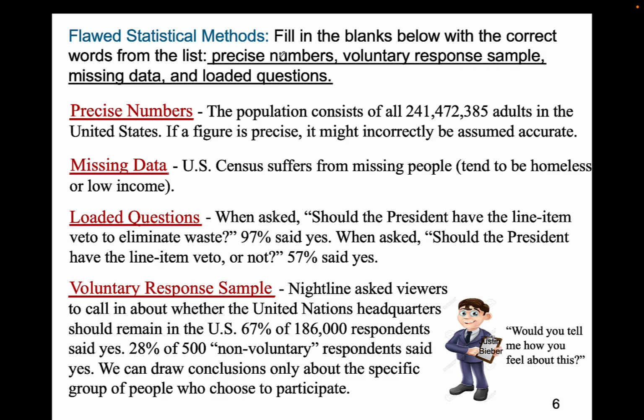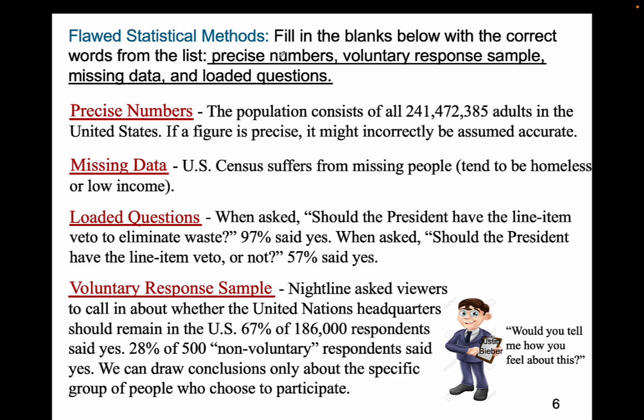Here's an example. Nightline asked viewers to call in about whether the United Nations headquarters should remain in the U.S. 67% of the 186,000 respondents said yes. 28% of 500 non-voluntary respondents said yes. Check out the difference. When people just voluntarily called in, 67% said yes. If you just randomly select 500 non-voluntary response, we got 28% that said yes. Massive difference. This is huge. Okay? We have to look out for voluntary response samples.